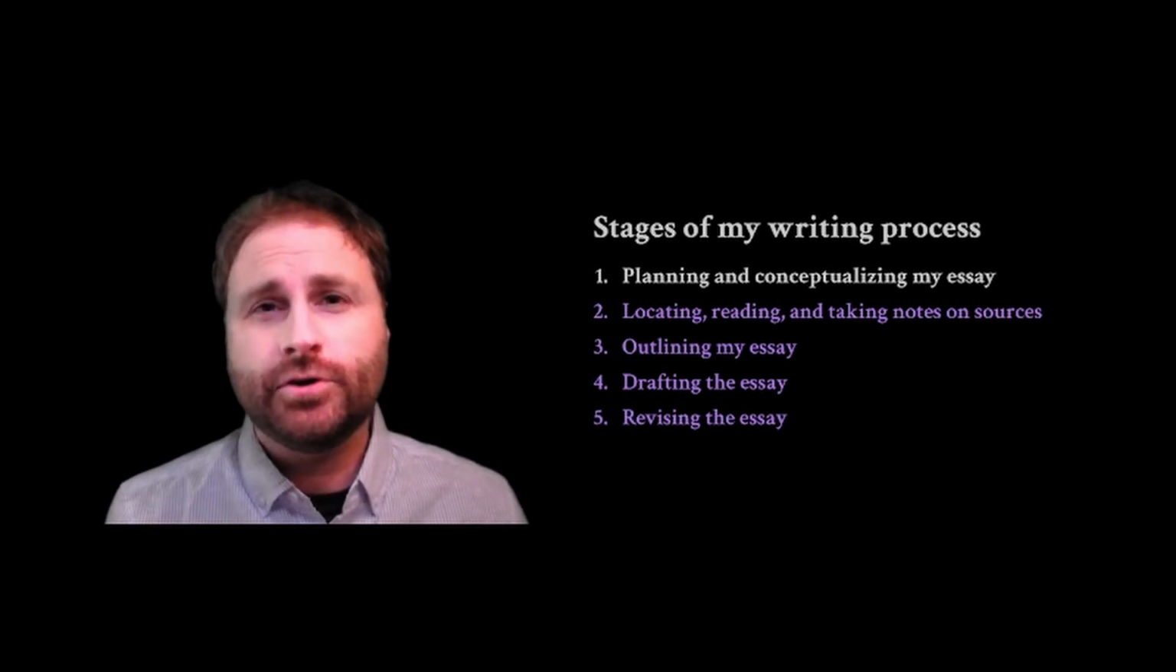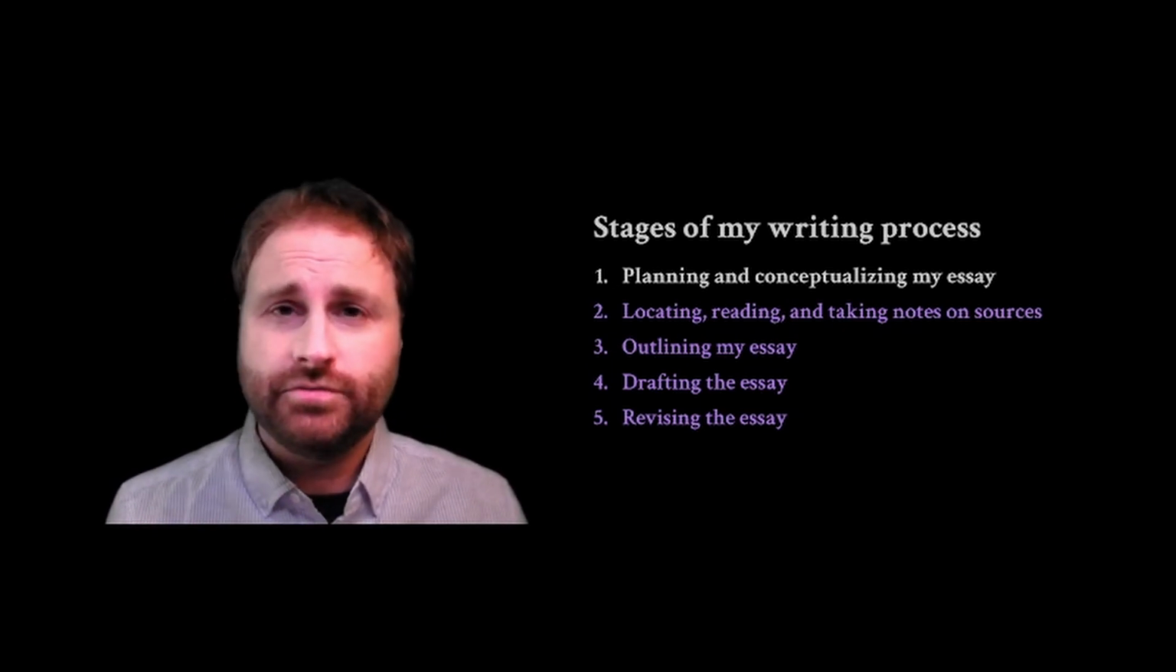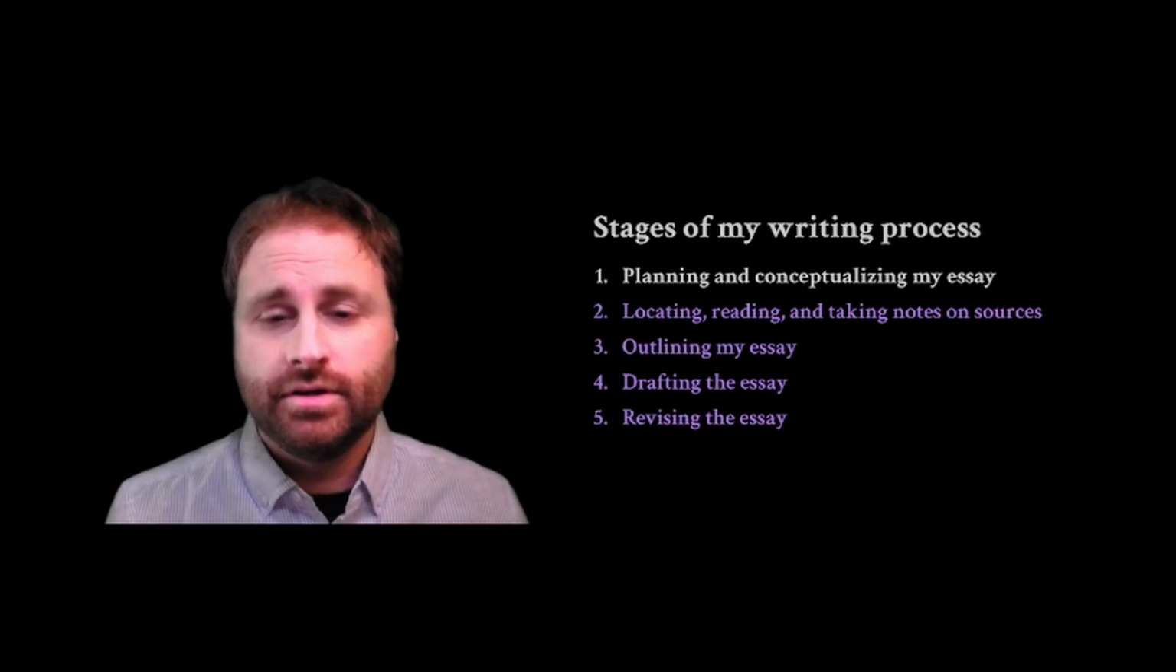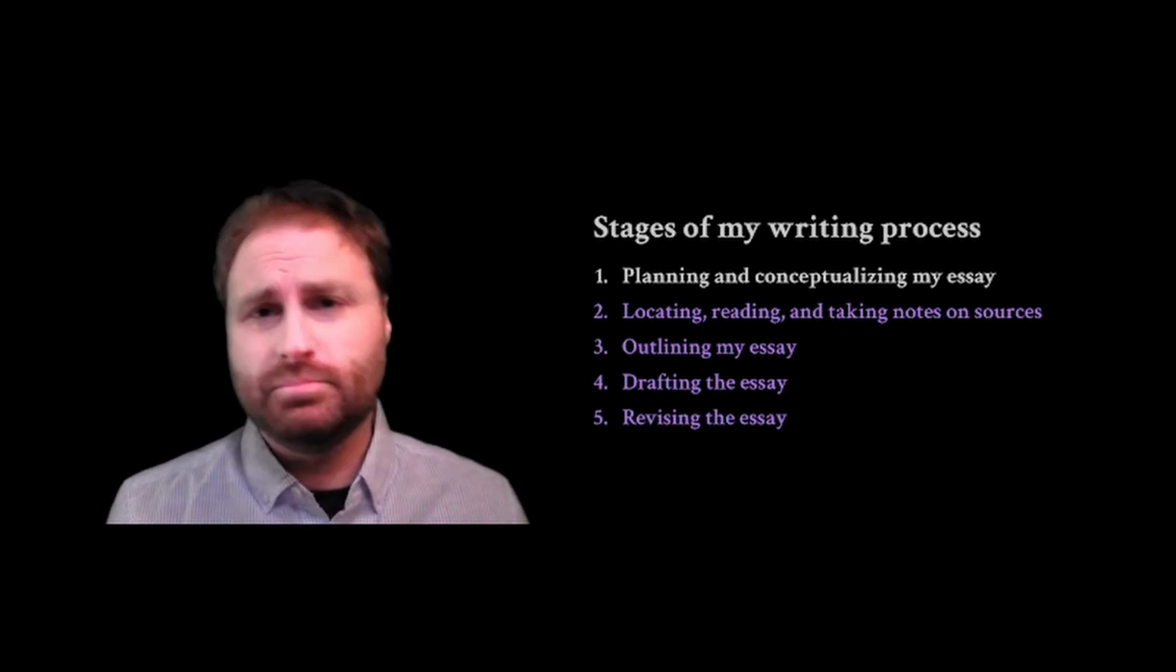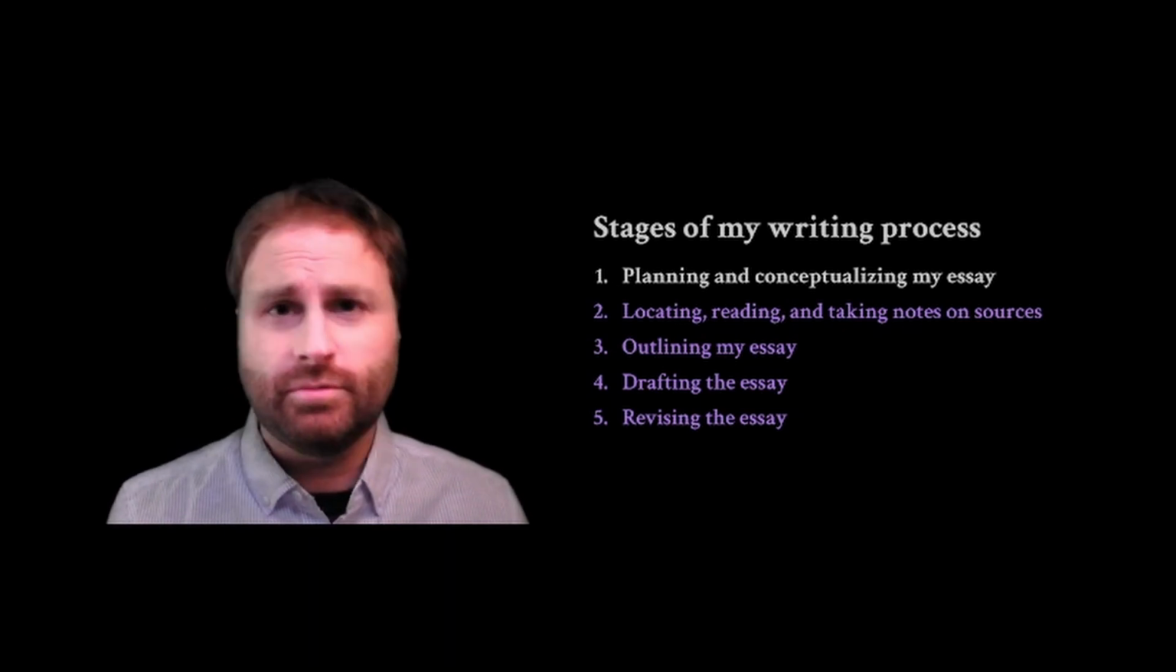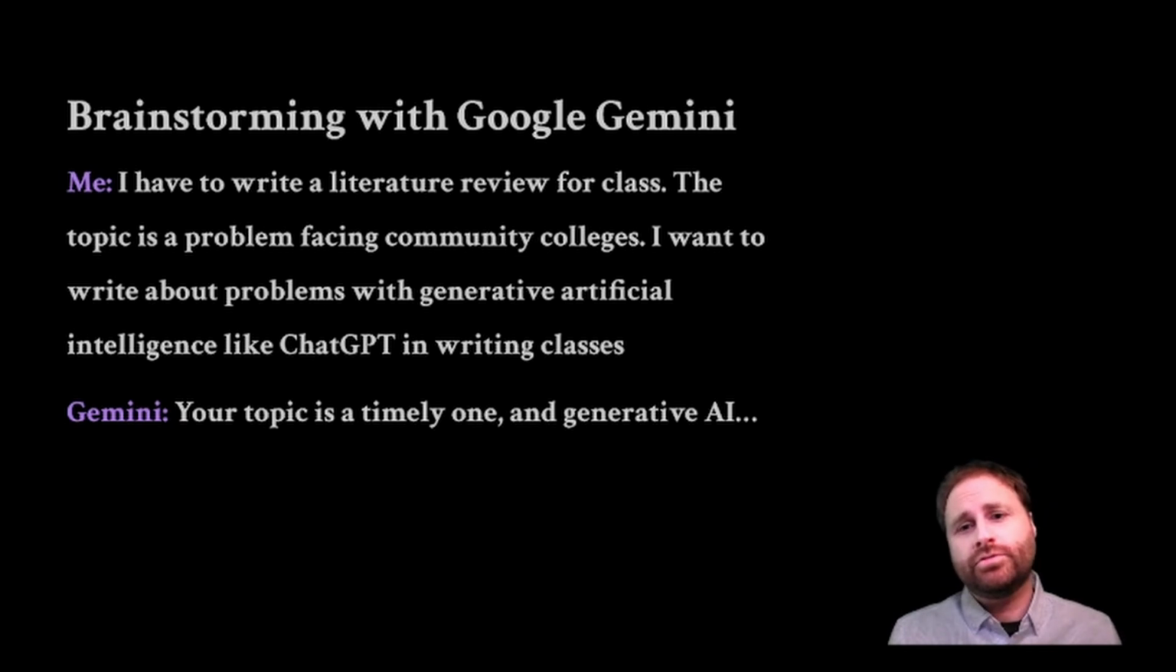In order to further clarify my ideas, I used artificially intelligent text generators to help me brainstorm. I asked a few different text generators to provide me with ideas, outlines, example essays, or suggested sources that were related to my topic. For example, I wrote the following to Google Gemini. I have to write a literature review for class. The topic is a problem facing community colleges. I want to write about problems with generative artificial intelligence, like ChatGPT, in writing classes.